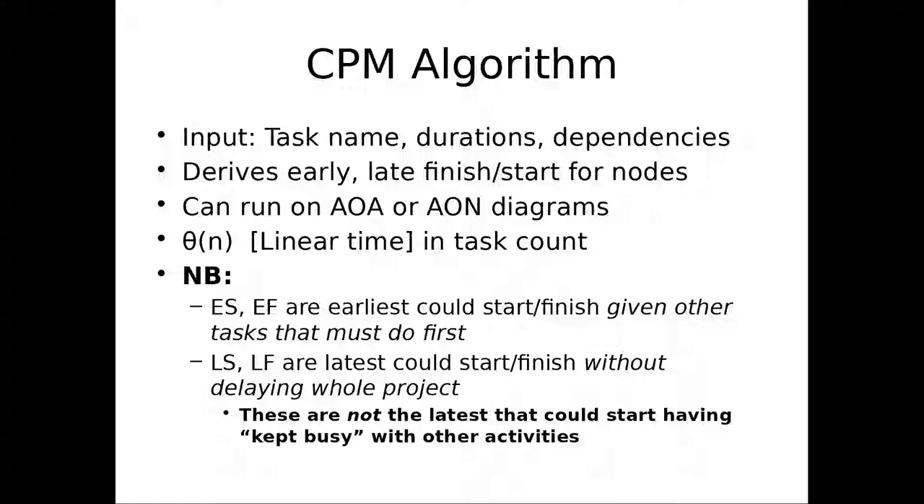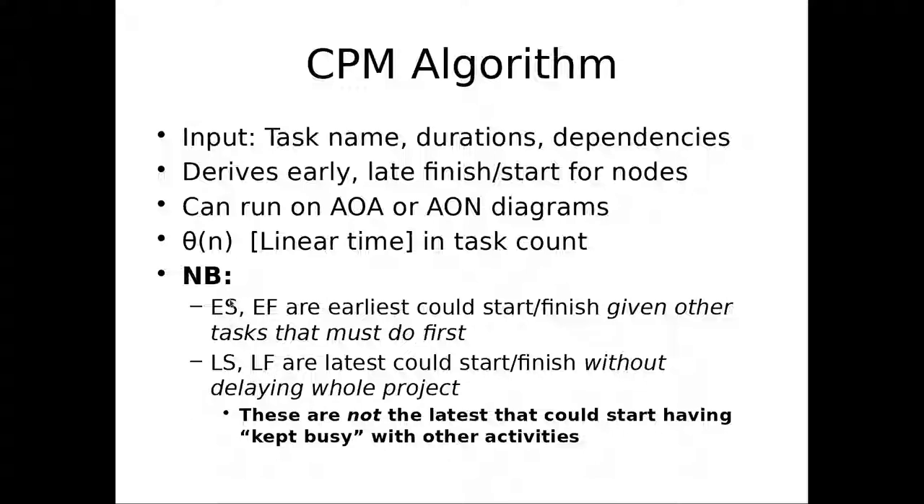Out it spits these four things. So it's going to run in linear time, forward pass, backward pass. The forward pass figures out early start, early finish. Those are the earliest we could start or finish a task, given all the things that have to be done before it, all the things that have to be done first. The backward pass, mark my words, figures out late start, late finish. Those are the latest we could start and finish this task without delaying the delivery time of the whole project. Okay? It's a different meaning to early and late here that I'm trying to get across.